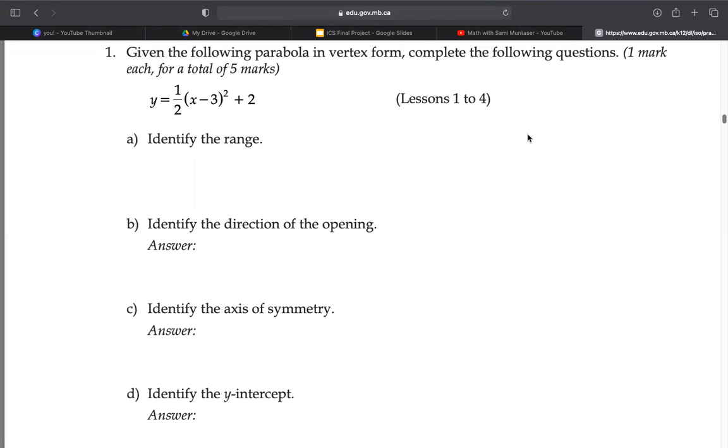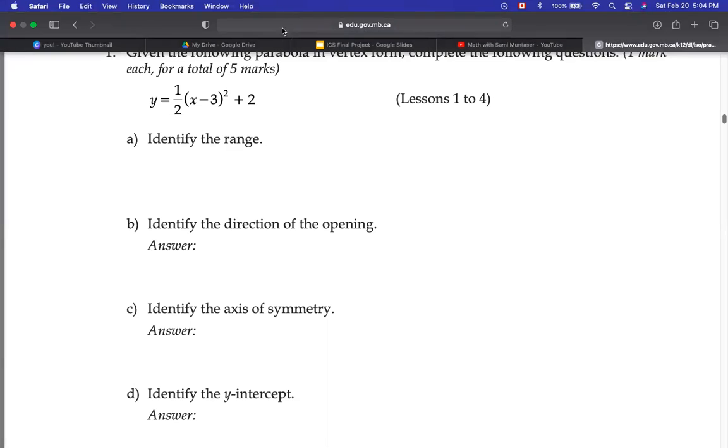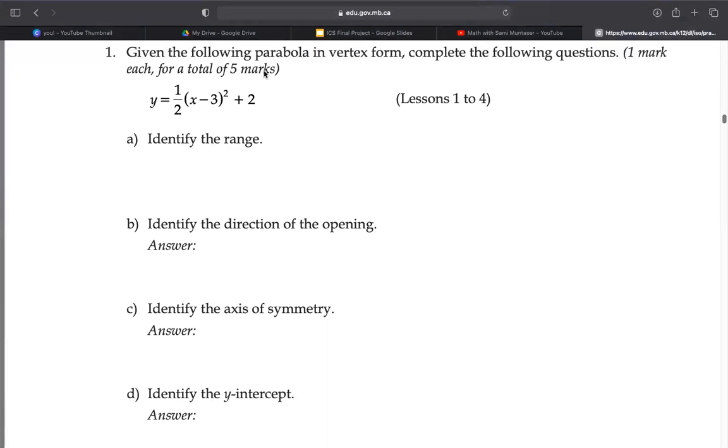So if we look at a quick sketch of this, so just quick sketches. Always if you're doing domain and range, the domain for all parabolas is all real numbers, but the range here, just look at the vertex. The vertex is 3 and 2.